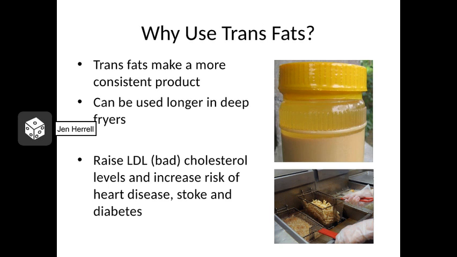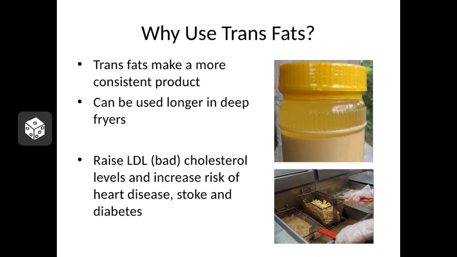There is strong evidence that trans fats are bad for us, that they help raise bad cholesterol levels in our blood, and that they increase the risk of developing heart disease, diabetes, and even stroke. So that being the case, why would companies choose to use trans fats in their food products? Well, there are some benefits.